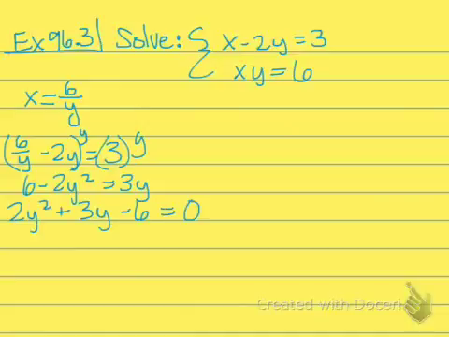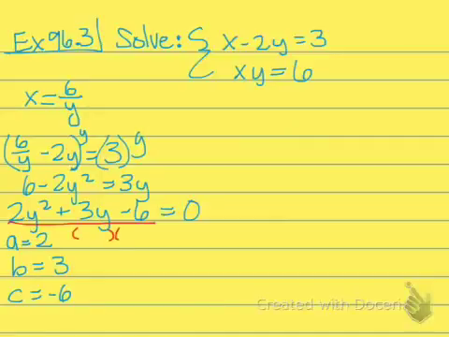2y squared plus 3y minus 6 equals 0. We just got everything all over to one side. And then we have a is 2, b is 3, and c is negative 6. At this point, normally is where we would factor, but factoring is going to be a big mess in this case, so we're just going to jump right into the quadratic formula.